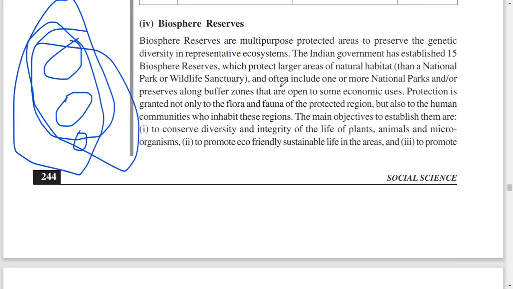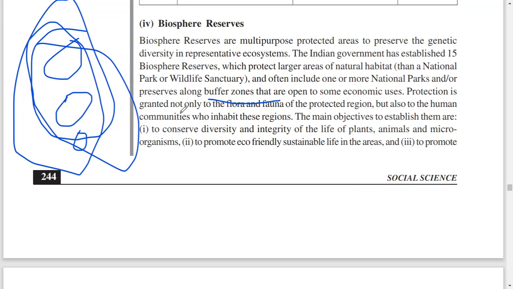Okay. And often include one or more national parks or reserves. Biosphere reserves protect larger areas of natural habitats than a national park or wildlife sanctuaries, and often include one or more national parks and/or preserves along with buffer zones that are open to some economic uses.